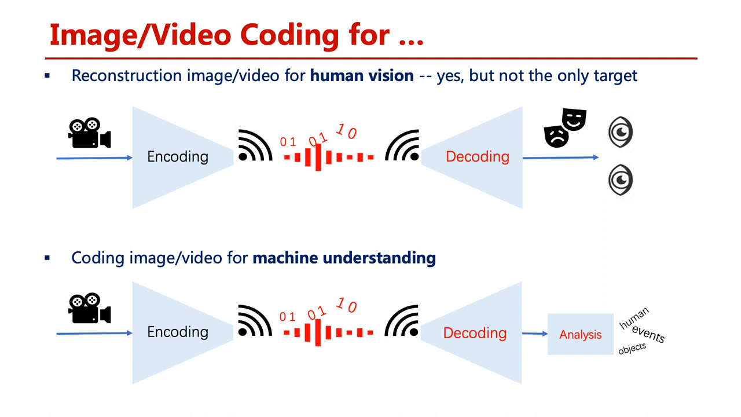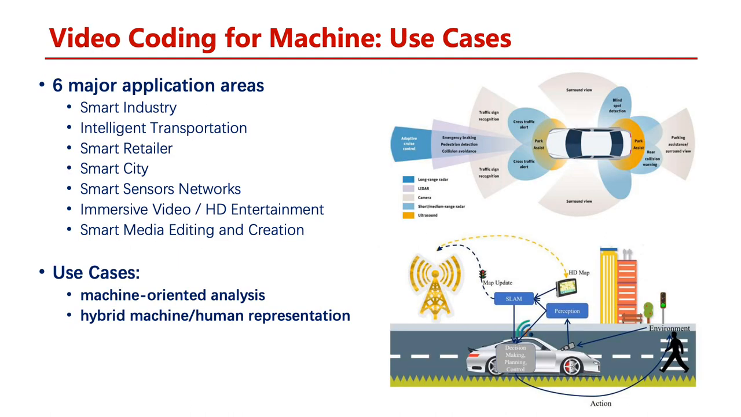In addition to that, people are considering image and video coding not only for human vision, but also for machine understanding. The potential usages could be smart industry, intelligent transportation, smart retail, smart cities, smart sensor networks, immersive video and entertainment, smart media editing and creation. It could be machine-oriented or a hybrid of machine and human representation.